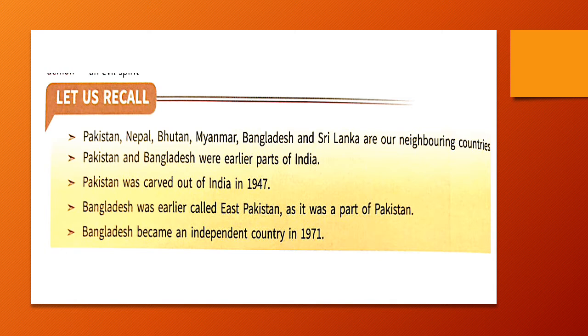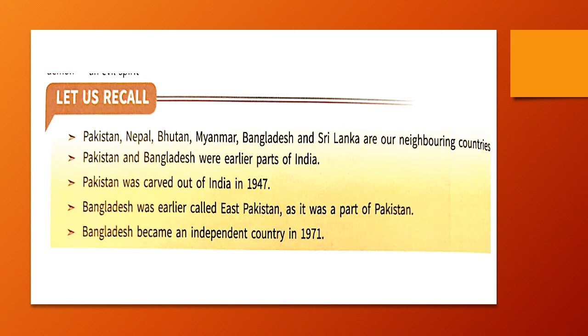Let us recall the lesson once, a very quick recall. Which 6 countries did we learn about? We learnt about Pakistan, Nepal, Bhutan, Myanmar, Bangladesh and Sri Lanka. Pakistan and Bangladesh were earlier parts of India. Pakistan was carved out of India in 1947 and it was divided into 2 parts. One was Eastern Pakistan, which later became a separate, free country in 1971. Bangladesh was earlier called East Pakistan and it was a part of Pakistan and it became an independent country in 1971. So these are some facts you will have to remember.